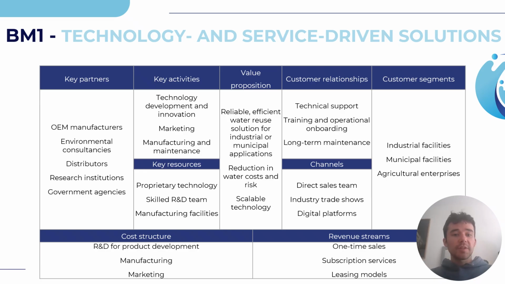Of course, each of these business models is going to vary relatively significantly between the various cells of the business model canvas, but today we're going to only be focusing on channels and revenue streams. So this type of business model has channels that include direct sales teams, industry trade shows or digital platforms, and revenue streams that could be one-time sales, subscription services, or leasing models.